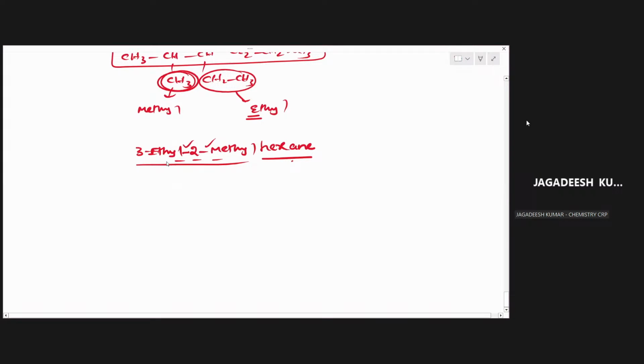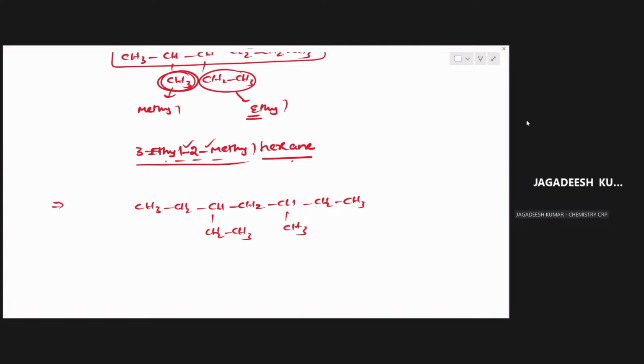So this is about how to write the name if there is more than one side chain: we should take alphabetical order. Now, one more model I'm giving here. In this model, the rules are somewhat different. Actually, both examples are similar, but one point is different. What is that?